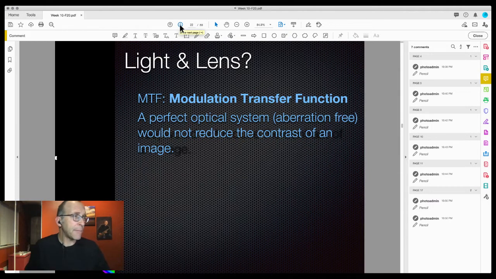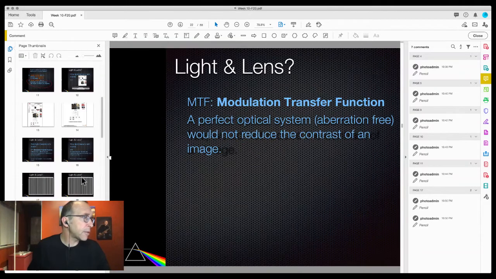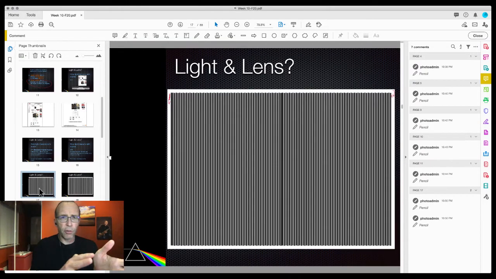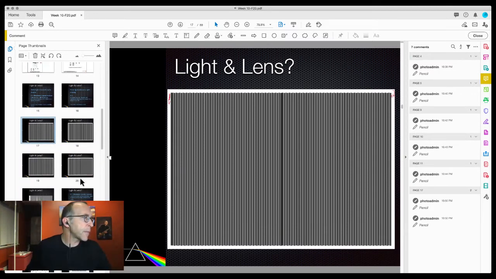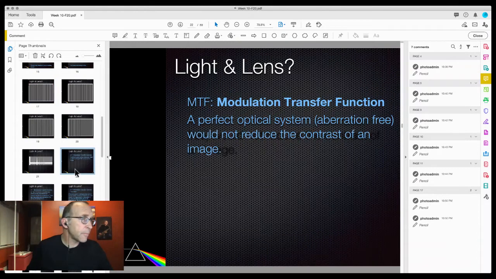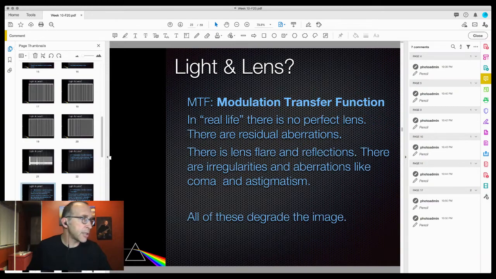So let's get back to MTF. Modulation transfer function. A perfect optical system, aberration-free, imagine the perfect lens, would not reduce the contrast of an image. So getting back to this, in a perfect world, the graph on the right would match the one on the left. The image would match the real life version. A perfect optical system would be aberration-free and would not reduce contrast in an image.